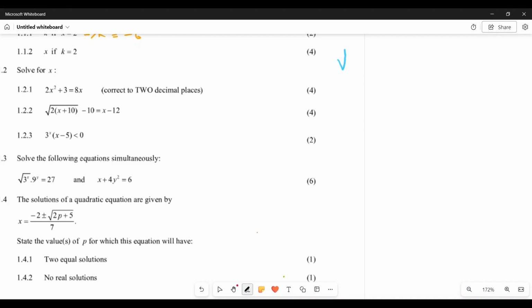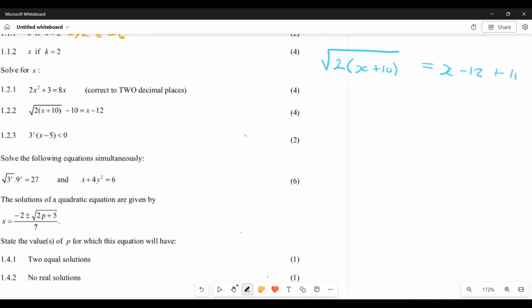So this side, I would be left with square root 2 multiplied by x plus 10, and this is equals to x minus 12. Now taking the 10 to the other side is going to be positive 10. Now, from here, let me just simplify this. So here I have 2 multiplied by x plus 10. This is equals to x, so negative 12 plus 10, it will be minus 2.